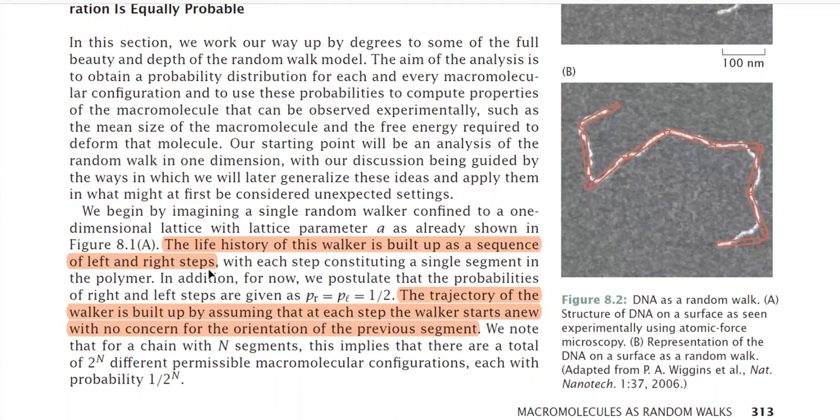As we have read about the random walk model in statistical mechanics, we know that a random walker proceeds in steps, but these steps may be left and may be right, and they are equally probable, with each step constituting a single segment in the polymer. So in each step there will be a single segment. In addition, for now we postulate that the probabilities of right and left steps are given as PR equals PL equals half. As I have said, they are equally probable.